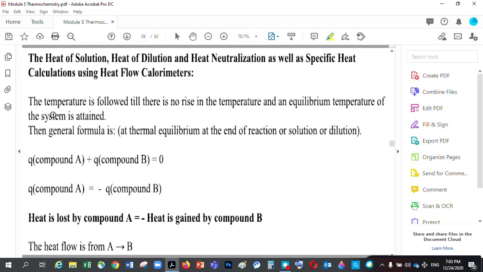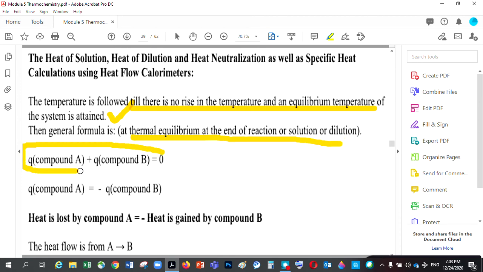So it turns out the temperature is followed till there is no rise, as I said, of the temperature. We are attaining what? Thermal equilibrium. The equilibrium temperature of the system is attained. That's very important. The general formula is the thermal equilibrium at the end of the reaction or solution or dilution is this. So we have a thermal equilibrium now.